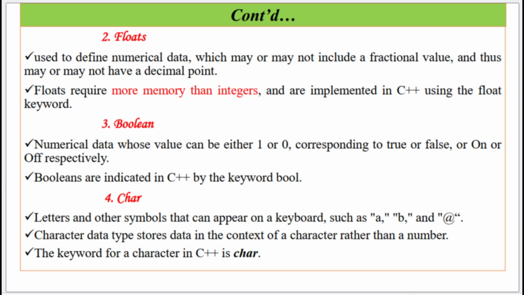2. Floats. Use it to define numerical data which may or may not include a fractional value and thus may or may not have a decimal point. Floats require more memory than integers and are implemented in C++ using the float keyword. 3. Boolean. Numerical data whose value can be either 1 or 0, corresponding to true or false, or on or off respectively. Booleans are indicated in C++ with the keyword bool.